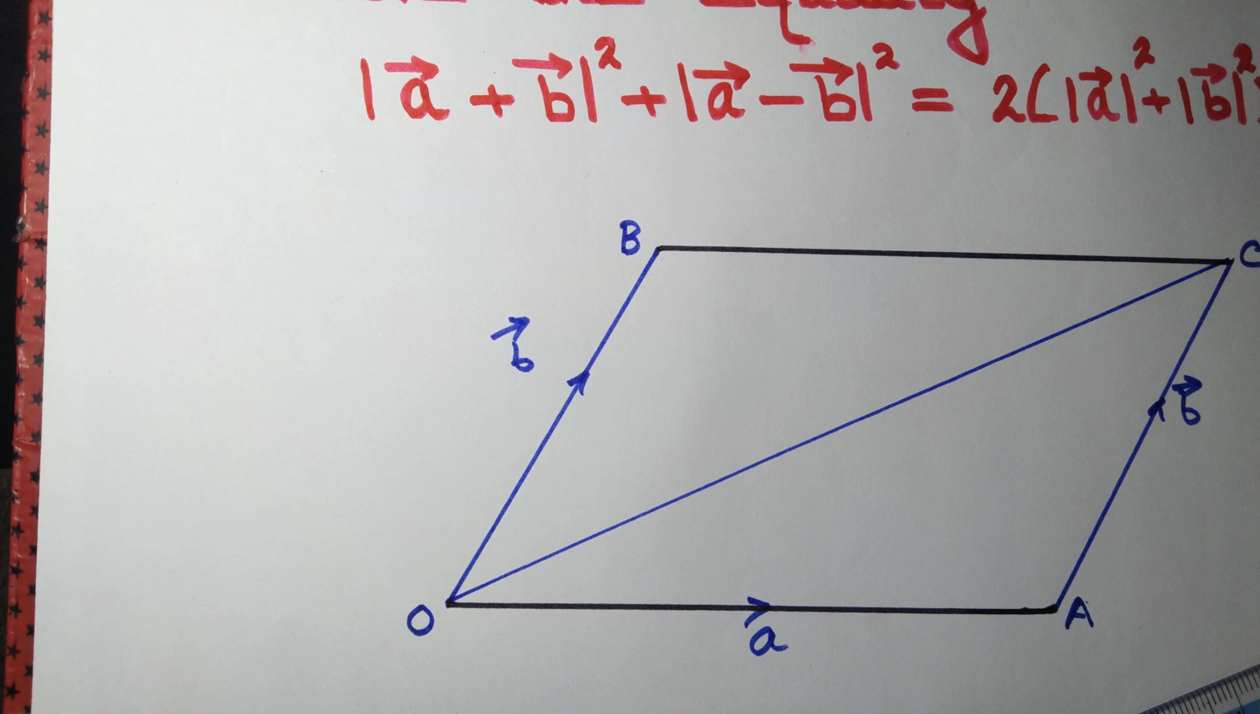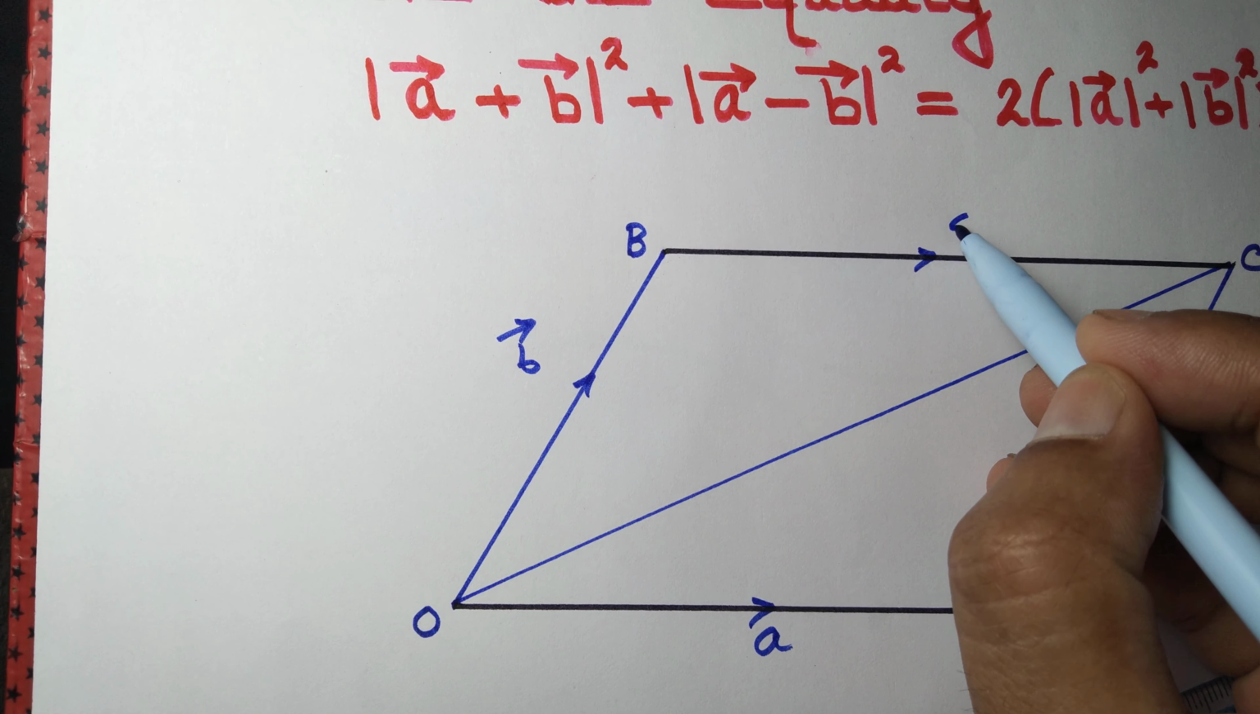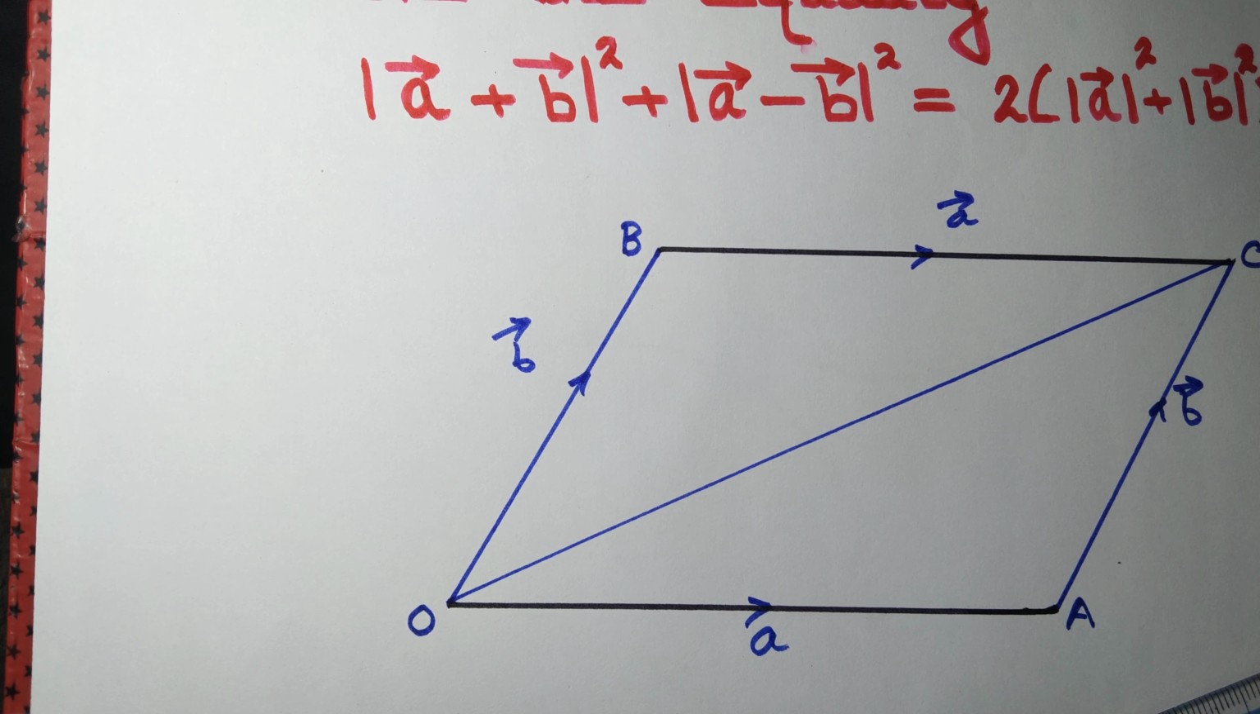And again, since the figure is a parallelogram, OA must be equal to BC. That's again a. Now by triangle law of vectors, OC equals a plus b. Again by triangle law of vectors, vector BA equals a minus b.